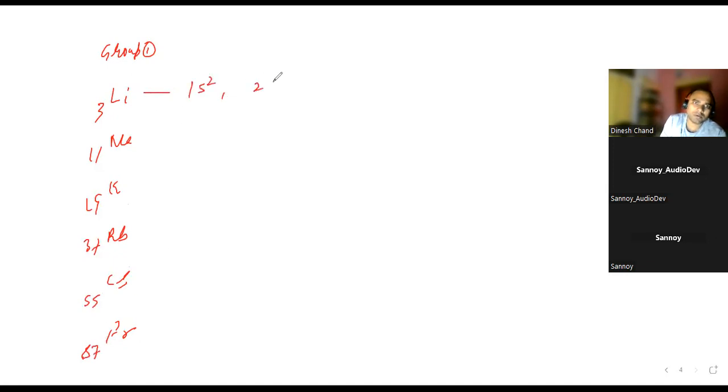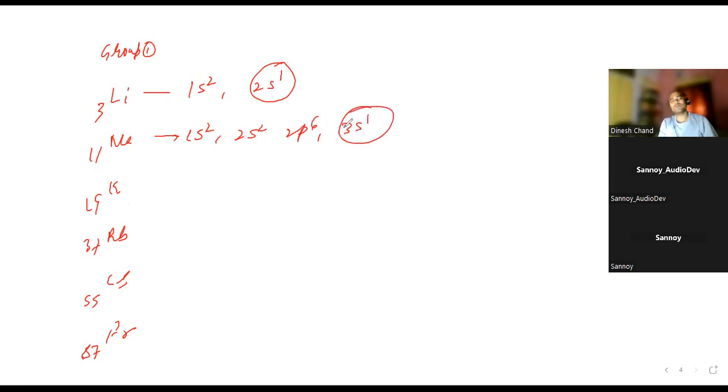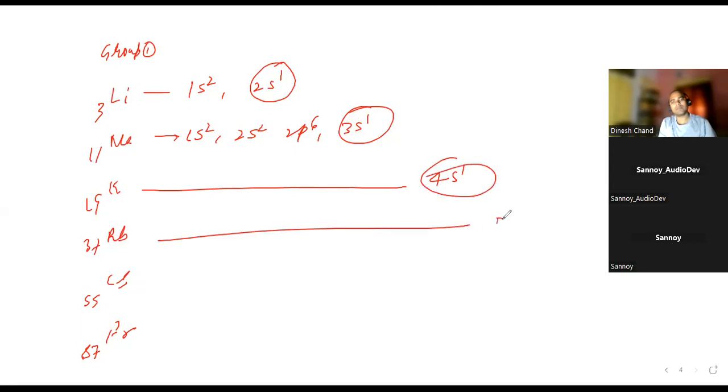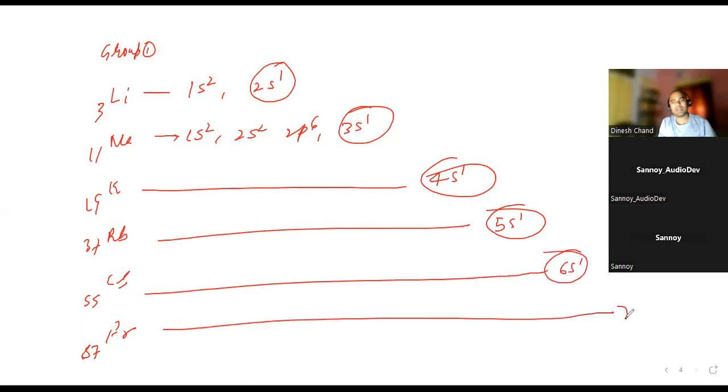So what is the configuration? 1s2, 2s1. Last electron entering into s orbital. Then 1s2, 2s2, 2p6, what comes? 3s1. Then it will be 4s1. What will be Rb? 5s1. Then 6s1. And the last one, 7s1.